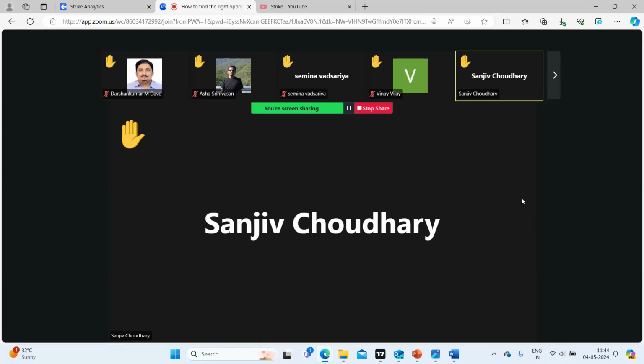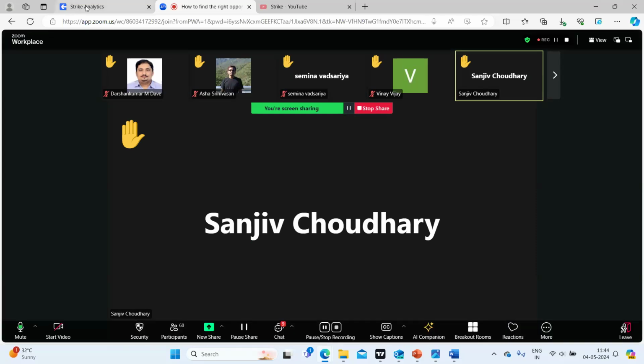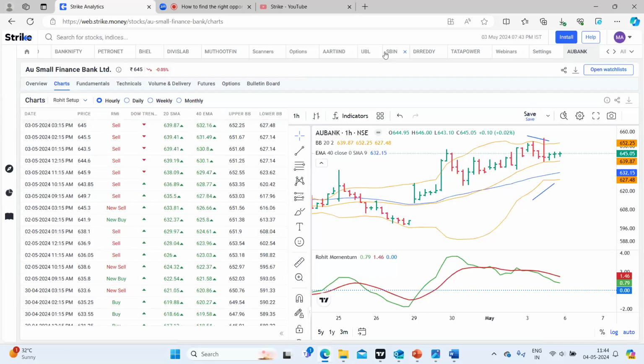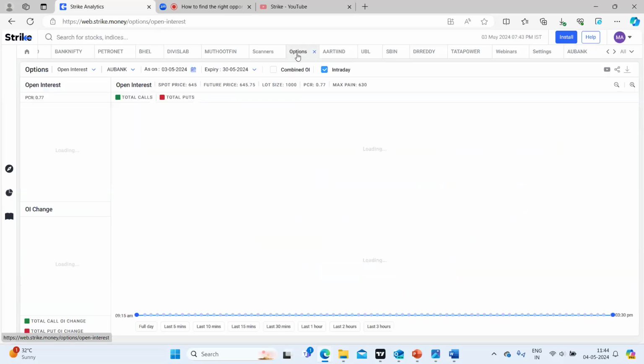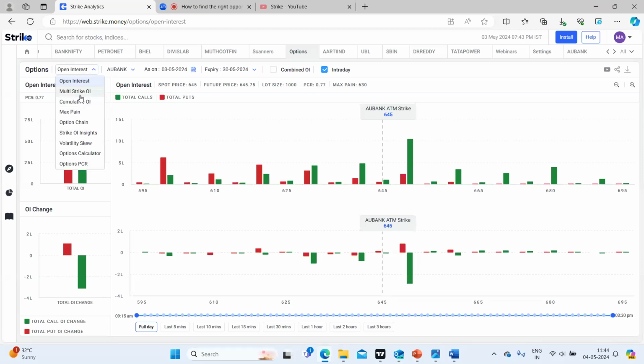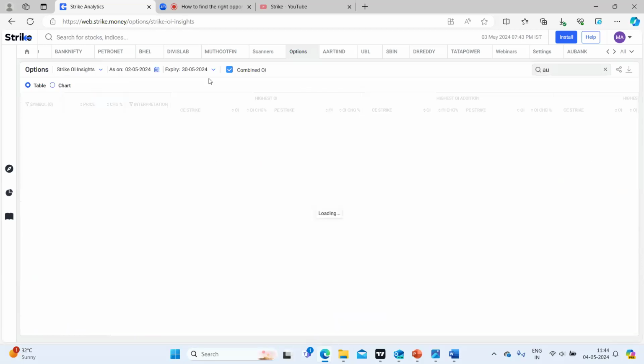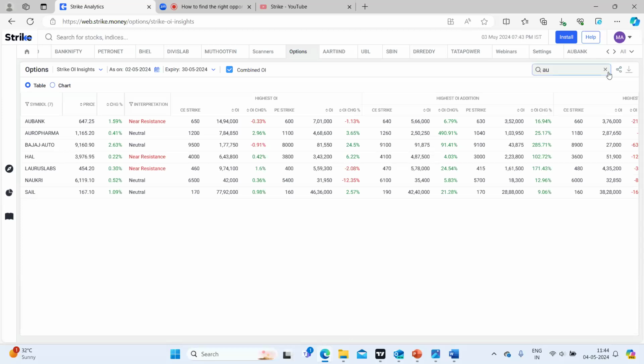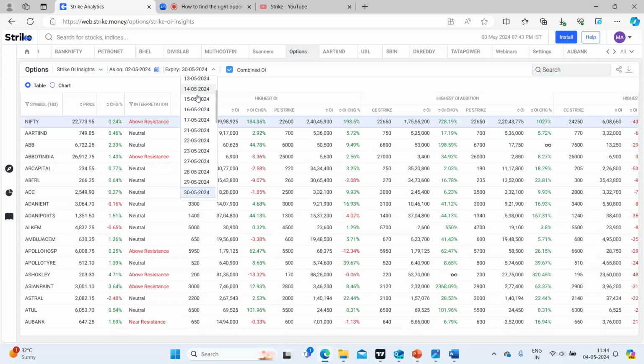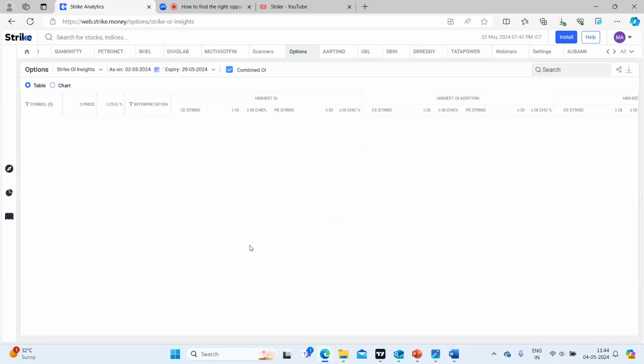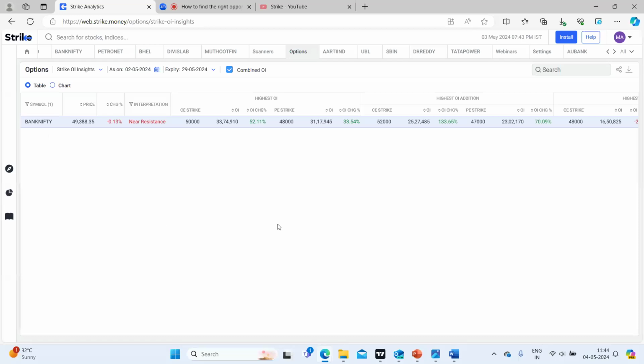The first one is related to the strike OI insights. Sir, we have only Nifty there. Bank Nifty is not there in this. Sir, Bank Nifty is there. You just have to change the expiry, because Bank Nifty expiry is on Wednesday. So if I change the expiry from 30th May to 29th May, I'll get Bank Nifty. Bank Nifty has now come. Sanjeev ji, next.